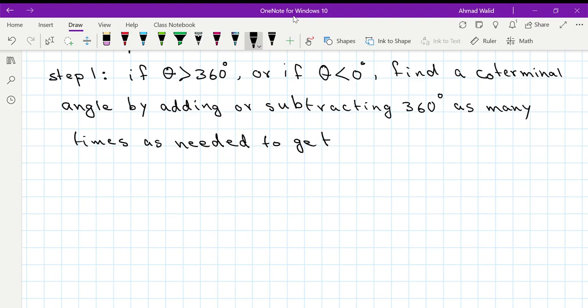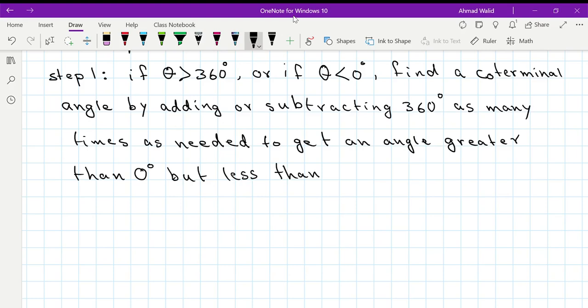an angle greater than 0 degree, but less than 360 degree. Before going to step 2, correct?